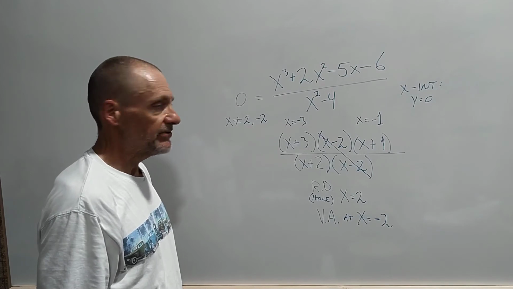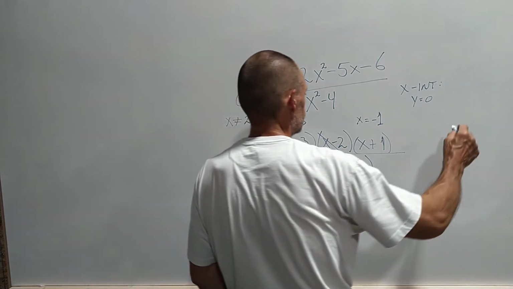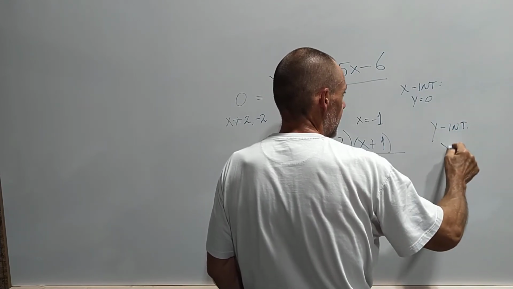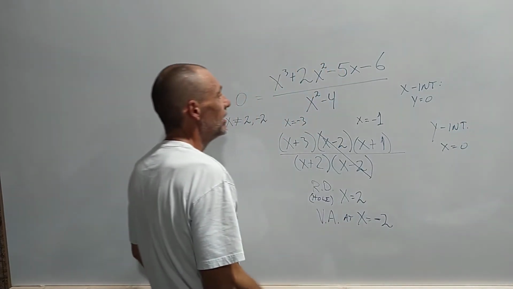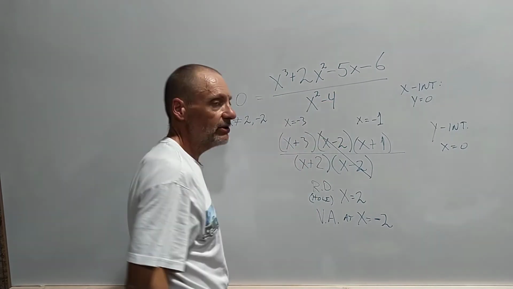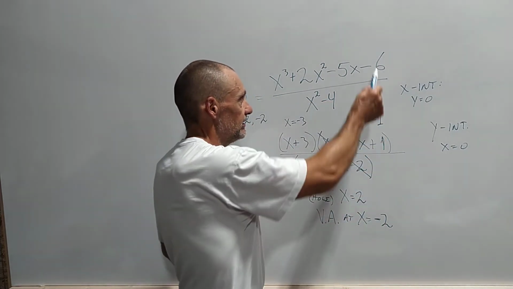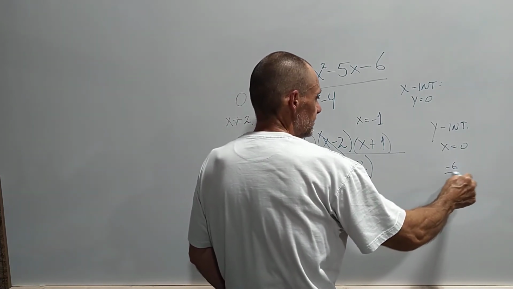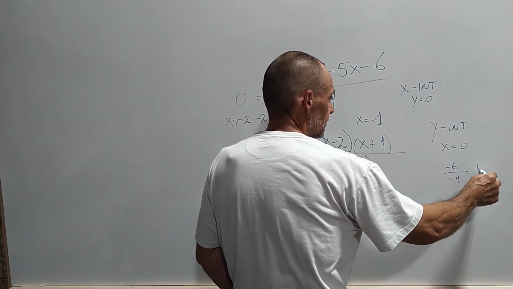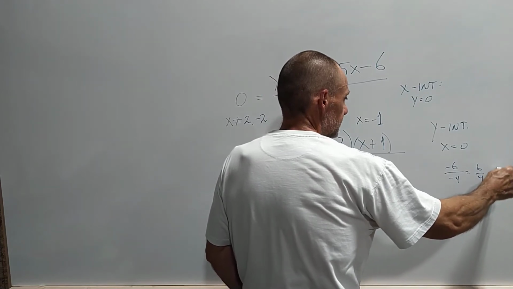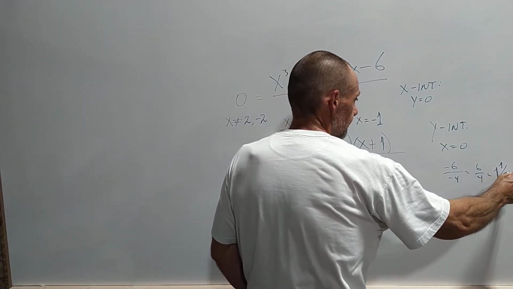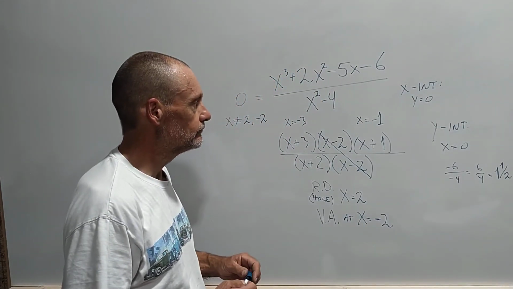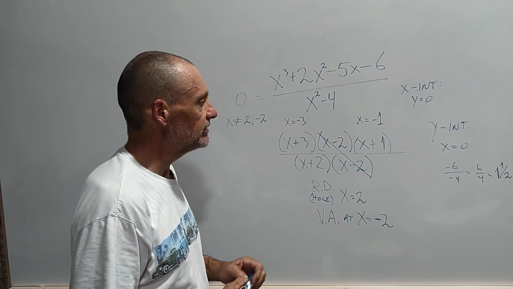Right? Y-intercepts. The y-intercept is where x is equal to 0. Notice that when you plug x equal to 0 into a polynomial, what you end up with is the last term. So this is going to be negative 6 over negative 4, or 6 over 4, which is 1 and a half. So that's going to be your y-intercept.